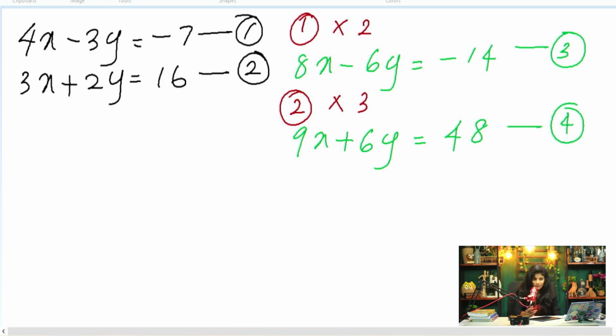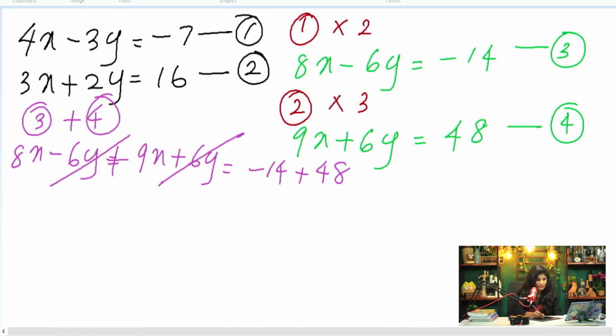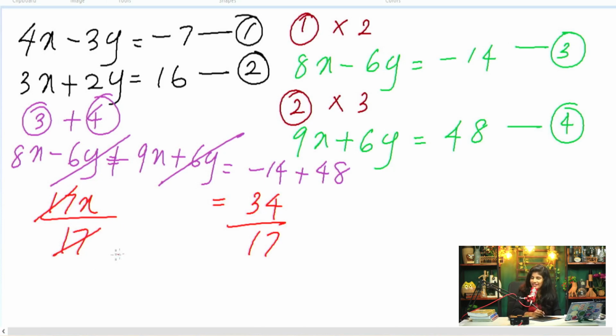So, I will work with equations number 3 and number 4 to simplify x and y. Here I have negative 6y and positive 6y. So, I can add both equations. Then 6y will be eliminated. Okay. So, 3 plus 4. 8x minus 6y plus 9x plus 6y equals negative 14 plus 48. Now, 6y is gone. 8x plus 9x, 17x, equals here 34. Okay. Dividing both sides by 17. Then 17 and 17 cancel out. X is equal to 2. We got the answer.